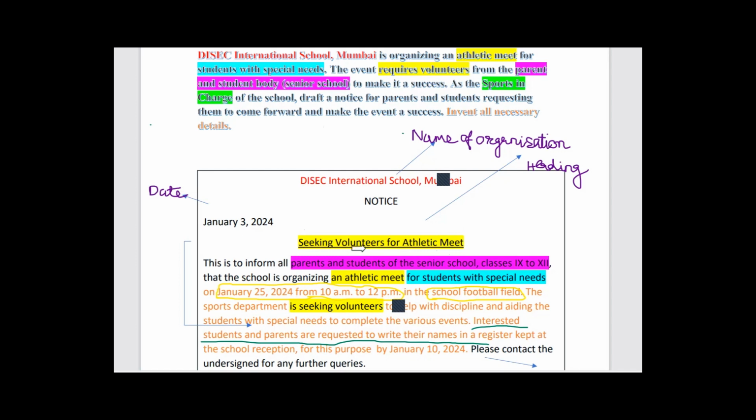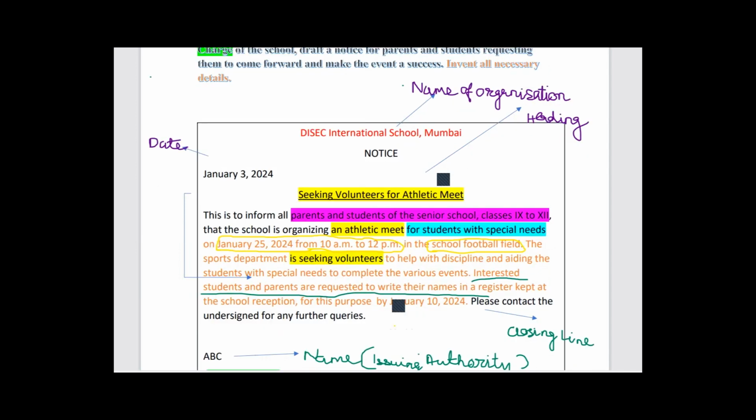Do not forget to underline the heading. Can you write the heading in all caps? Of course you can. If you write it like this in running hand, do not forget to underline it. Let us look at the body of the notice now and see if we have got all the details as was mentioned. So how are we drawing attention?